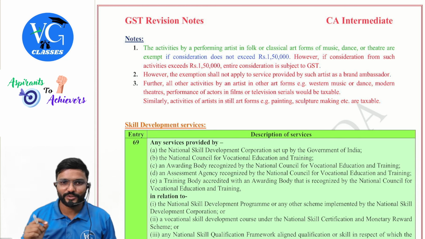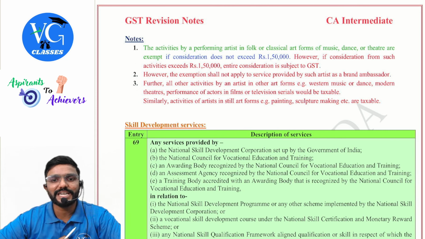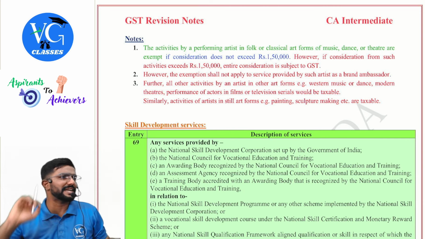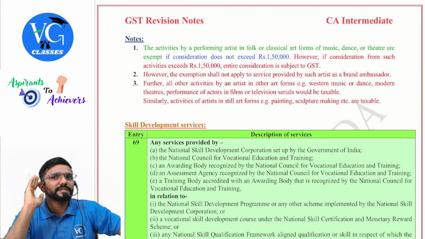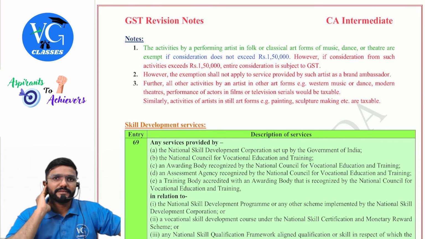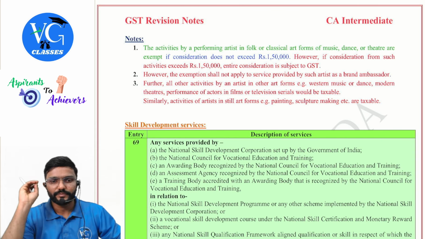Pay attention. Notes. The activities by a performing artist in folk or classical art forms of music, dance, or theatre are exempt if the consideration is less than or equal to 150 cash. However, if the consideration from such activities exceeds 150, then the entire consideration is taxable. Please keep this one thing in mind. Wherever exemption is based on a monetary limit, it is exempt provided it is within that limit. If it is more than that, the full amount would be taxable, guys.